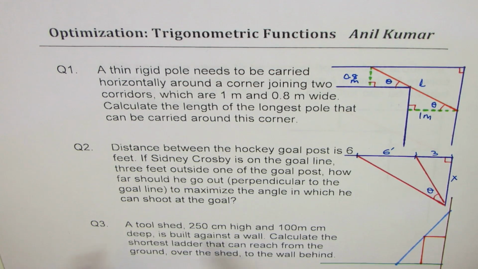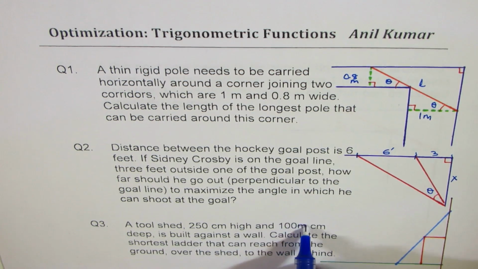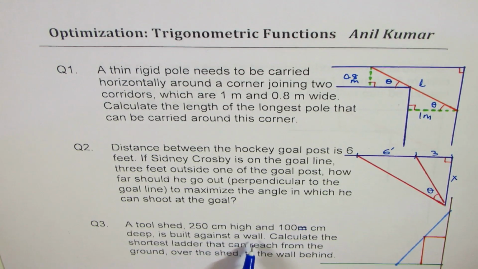Question number 3 here is, a tool shed 250 centimeters high and 100 centimeters deep is built against a wall. Calculate the shortest ladder that can reach from the ground over the shed to the wall behind, correct? So that is the ladder. Let's call the length of the ladder L. This is the shed, which is 250 centimeters high. So that height is given to us as 250 in centimeters and 100 centimeters deep. So that is 100. Is it okay?